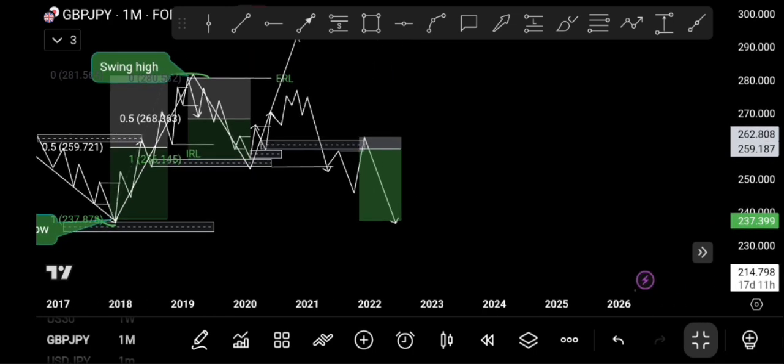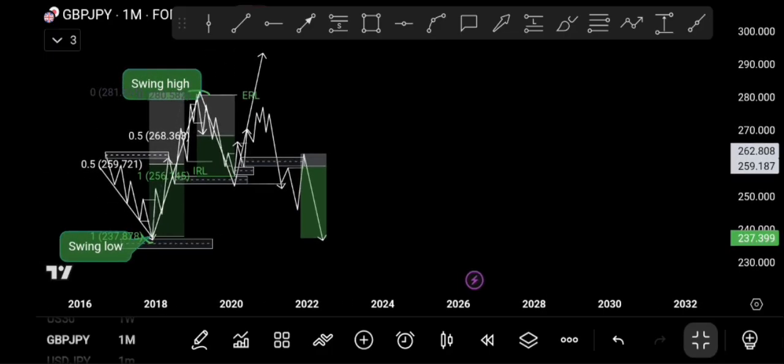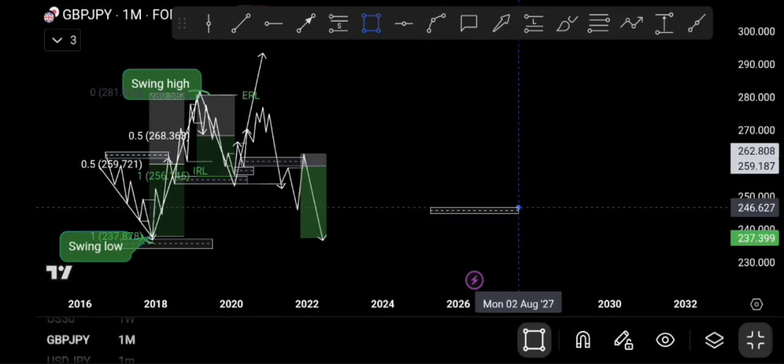Now let me go into another example. I told you that we have three frameworks in the range map. We have the range, the sweep, and price reactions. That's the three framework. We've talked about the range. Now we're talking about the sweep.